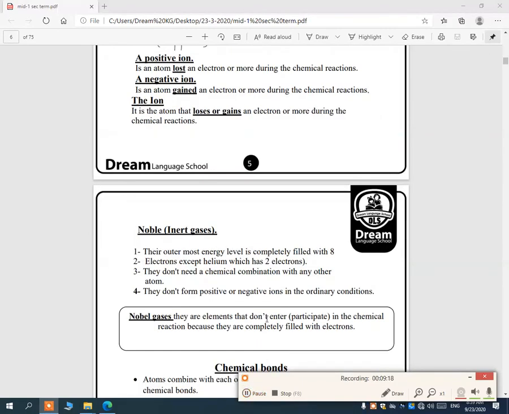Now to summarize this topic, you have to know what is meant by a positive ion. The positive ion is the atom of a metal which lost an electron or more during chemical reactions. And the negative ion is the atom of a nonmetal that gained an electron or more during the chemical reaction. In general, the ion itself is the atom of an element, maybe metal or non-metal, that loses or gains an electron or more during the chemical reaction.